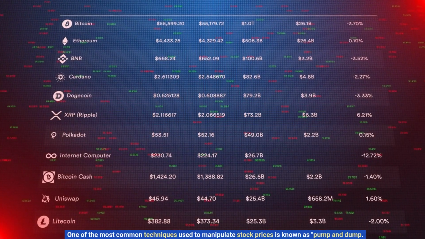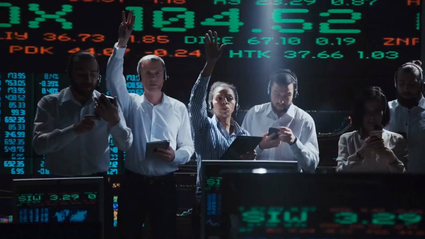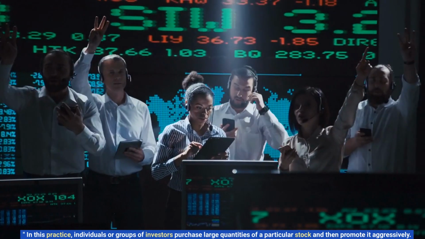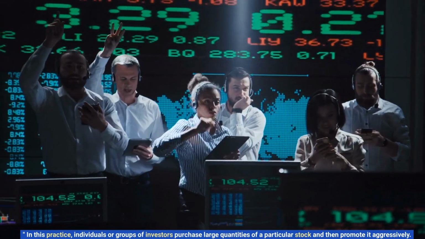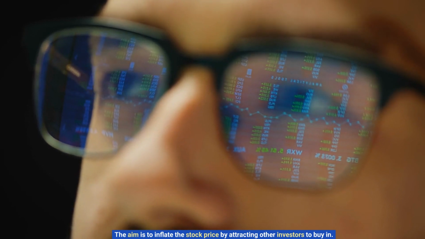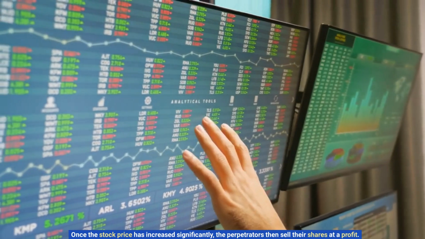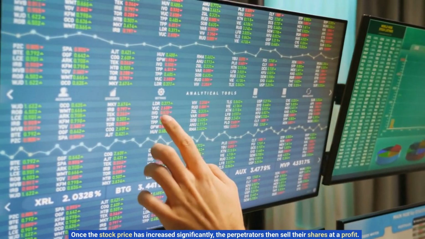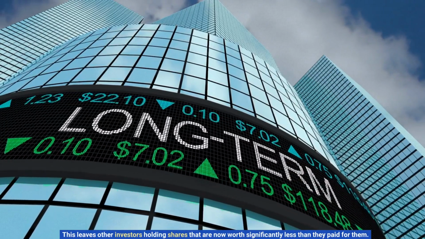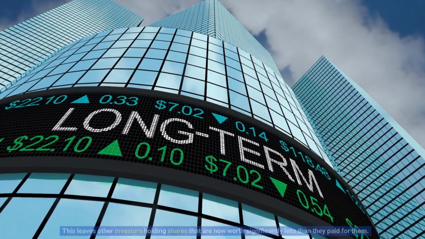One of the most common techniques used to manipulate stock prices is known as pump and dump. In this practice, individuals or groups of investors purchase large quantities of a particular stock and then promote it aggressively. The aim is to inflate the stock price by attracting other investors to buy in. Once the stock price has increased significantly, the perpetrators then sell their shares at a profit. This leaves other investors holding shares that are now worth significantly less than they paid for them.